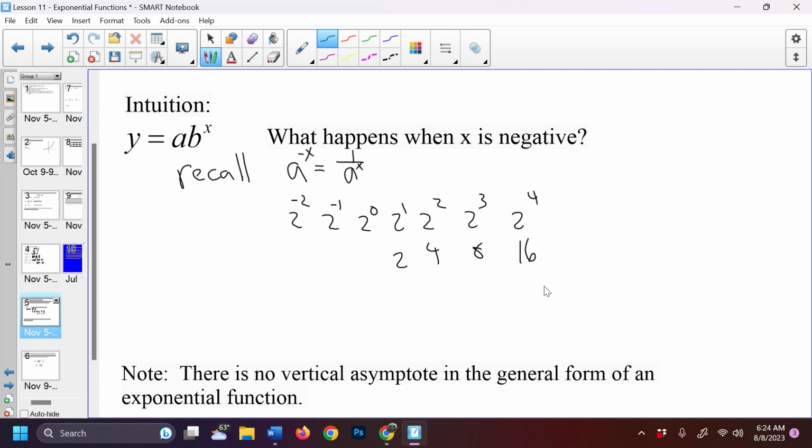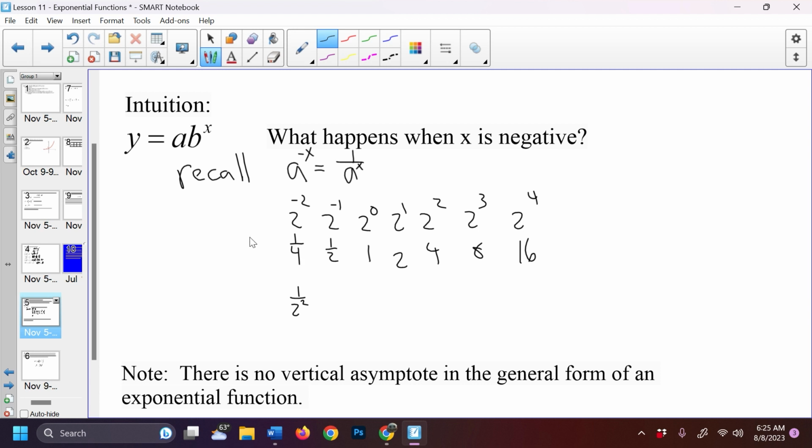But there is another pattern that goes to the left, and it has to work as well. If I go 16 divided by 8, I get 2. If I go 8 divided by 4, I get 2. If I go 4 divided by 2, I get 2. So that pattern should continue as I go to the left. 2 divided by 2 is 1, and that's why anything to the 0 is 1. And then 1 divided by 2 is a half, and then a half divided by 2 is a fourth. Well, we can see that 1/4 is 1 over 2 squared. So this rule that we stated at the beginning does work.